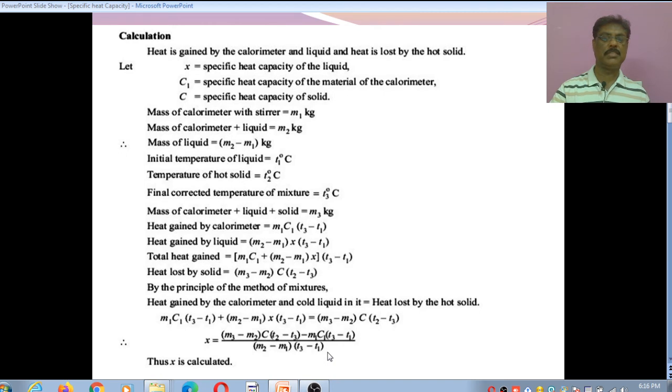So this is the expression for the specific heat of the given liquid: x is equal to (m3 minus m2) into C into (T2 minus T3), minus m1 into C1 into (T3 minus T1), divided by (m2 minus m1) into (T3 minus T1). And thus, using this formula, one can determine the specific heat of the given liquid.